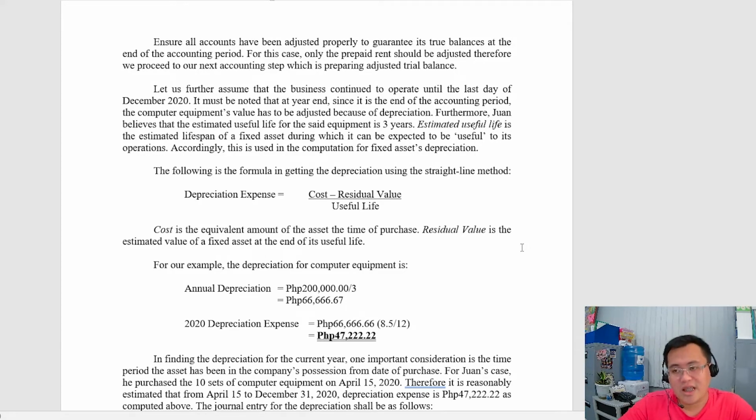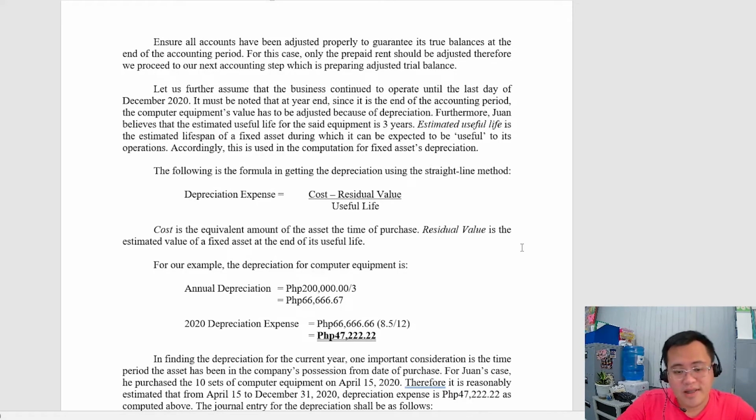However, if you do not make an estimation for the residual value, therefore your residual value is 0. Therefore, your cost of 20,000 pesos is automatically divided by the useful life, which is 3 years. So that would be 20 over 3. That becomes 6,666 pesos of depreciation per year.